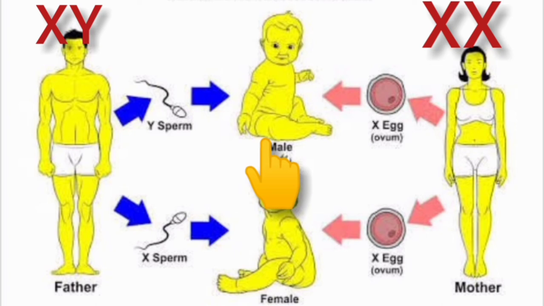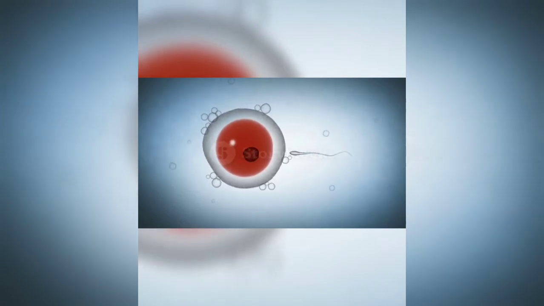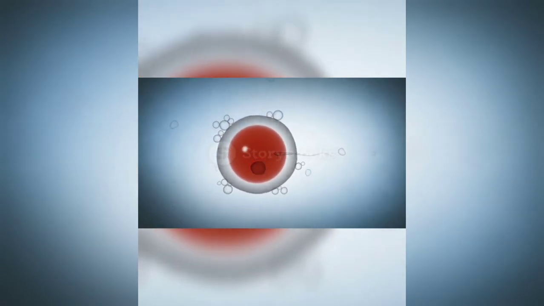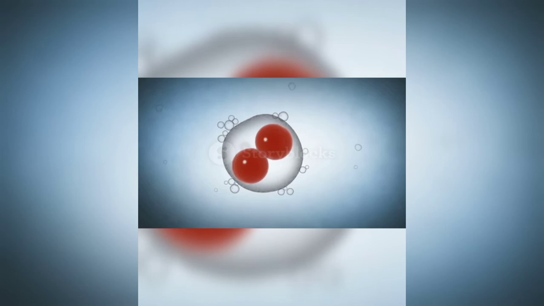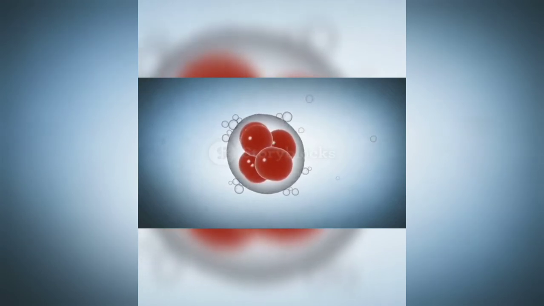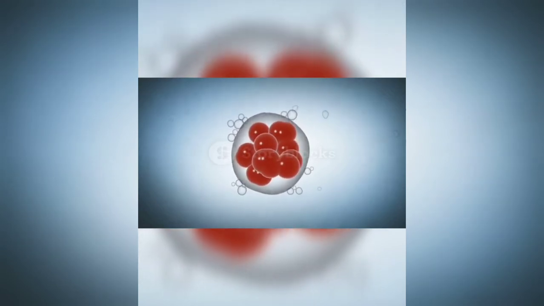not by the mother. The mitotic division starts as the zygote moves through the isthmus of the oviduct towards the uterus. This is called cleavage, and it forms 2, 4, 8, 16 daughter cells called blastomeres. The embryo with 8 to 16 blastomeres is called a morula.